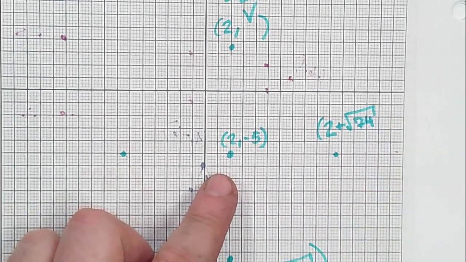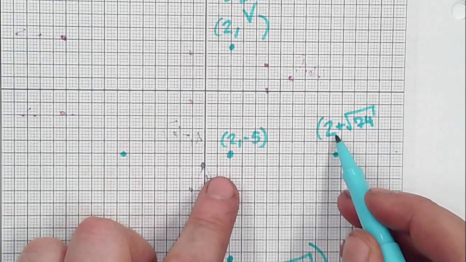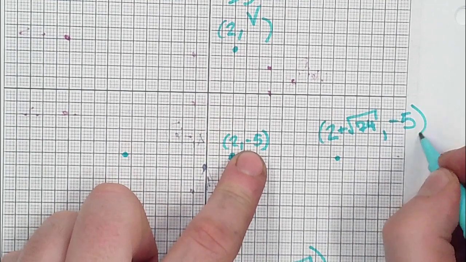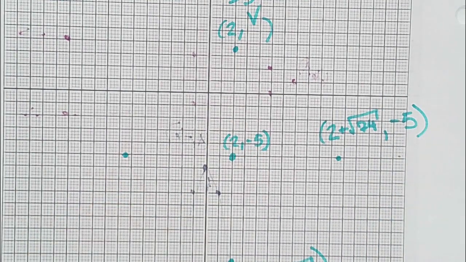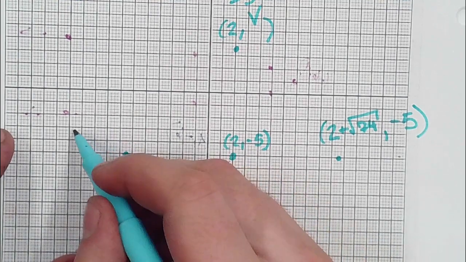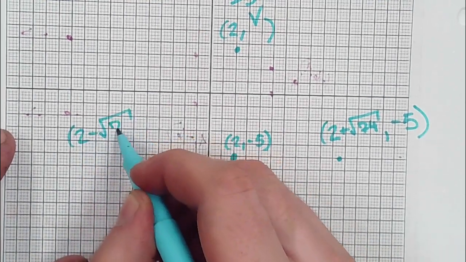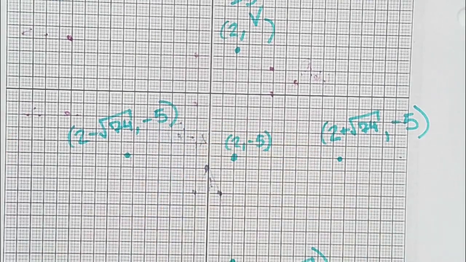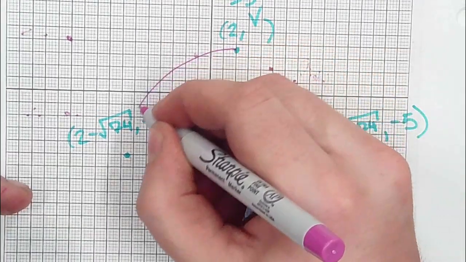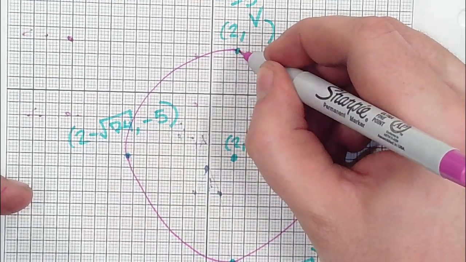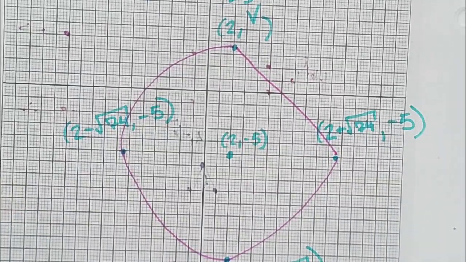So that's 2 plus root 74. That location right there is there. And of course, we didn't move up or down, so our y value would not change. It's still negative 5. From our center, if we move left, we've got 2 minus root 74. And of course, we didn't move up or down, so it's negative 5 here. And now's the time where we get to draw our circle. And I'll make this one sort of nice. Not 100% nice, but sort of nice.